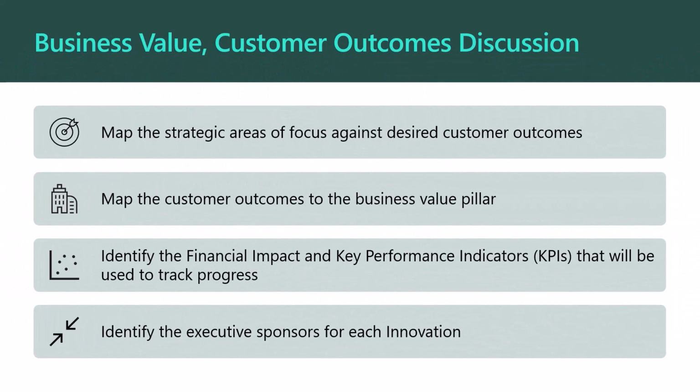So we kicked off, now let's talk about the heart of the workshop, which is this business value customer outcomes discussion. We're going to map the strategic area of focus that they told us about to the desired customer outcomes they want to produce. We're going to map those customer outcomes to the right business pillar, which I will talk about in a couple minutes. We also want to talk about the financial impact and key performance indicators that we'll use to track the progress, right?